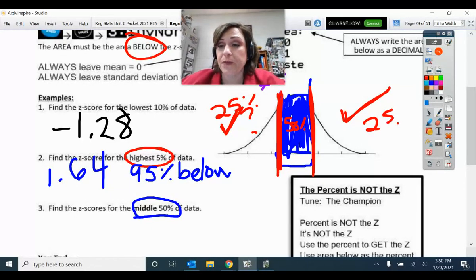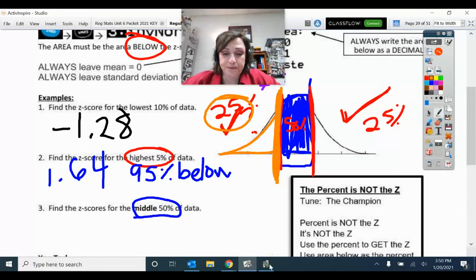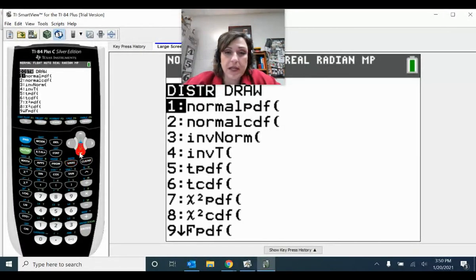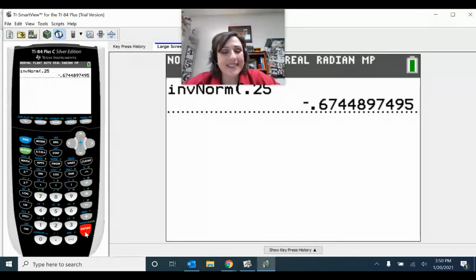25% is up here. Okay, so to get this z-score right here, I usually always do the lower one. So I'm going to do this lower one first, and I'm going to do inverse norm of the area below, which has 25% below it. So here we go. Inverse norm of the area below is the z at that spot. So 0.25 below it, and voila, there we go, negative 0.67. So that gives us our z-score.